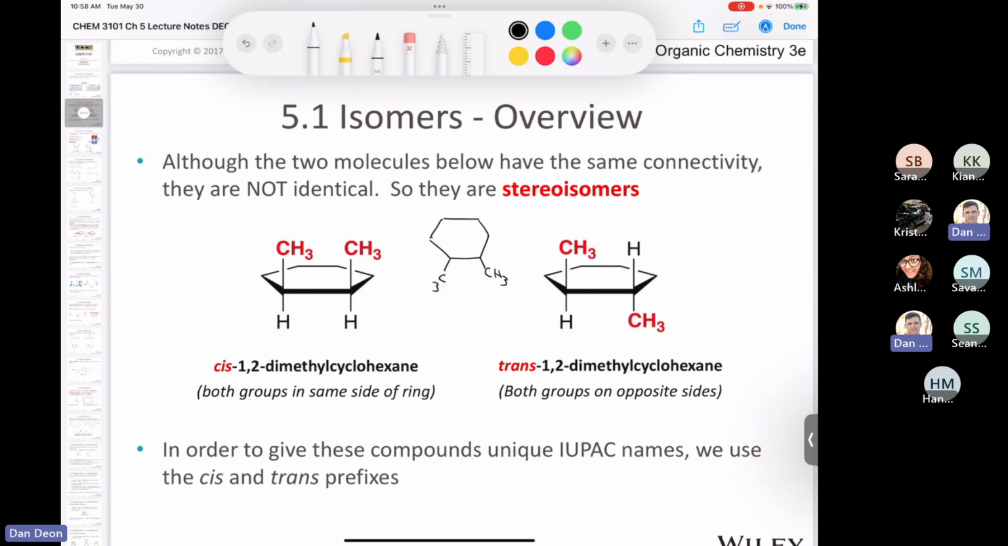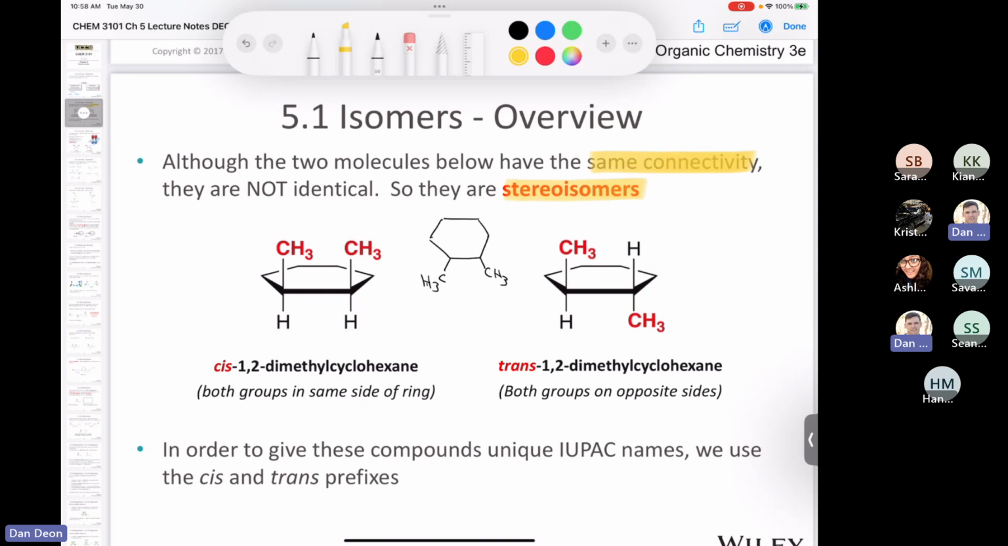Okay, so they have the same connectivity. They're just a 6-membered ring with two methyl groups. How are they different? Well, on one of them, you have the two methyl groups on the same side. That's the cis molecule. And on the other molecule, you have one up and one down. And that's the trans molecule. But again, these two compounds have the same connectivity. What differs? The difference is the orientation of the groups in space. And so we say that these two compounds are stereoisomers.